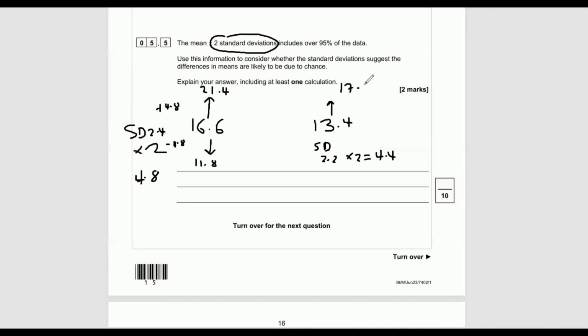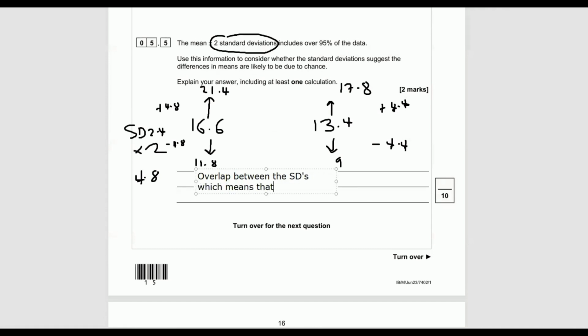Now I'm going to do the same here, but the standard deviation total is different because it was 2.2 times 2, which is 4.4. So I'm going to add that to 13.4 and get 17.8. And then I want to minus 4.4. This is the range around the mean, how the data ranges around the mean. We can see if there's a significant difference, there should be no overlap between the data. But look, there's massive overlap, because that goes down to 11.8, this goes down to 9, and they even overlap at the top end: the 17.8 goes above 16.6, so we've got overlap all over, top end and bottom end.